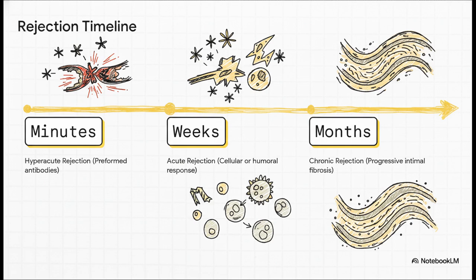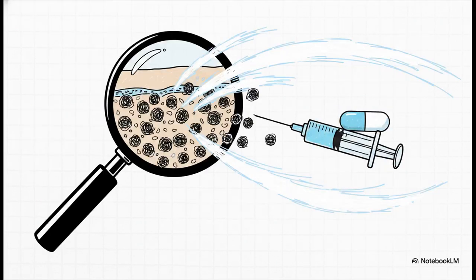If it happens in weeks to months, it's acute, which is driven by a host T-cell cellular response or a donor-specific humoral response. And if it happens over months to years, that's chronic, characterized by progressive, irreversible cellular intimal fibrosis and vascular occlusion. Now, the highest yield takeaway here is how you manage the middle of that timeline.